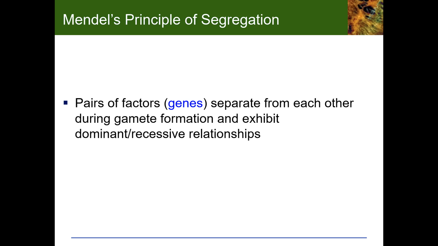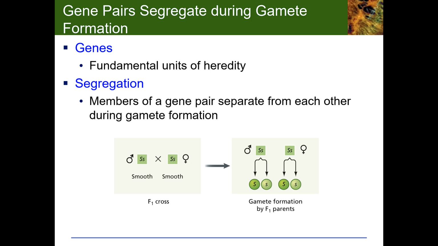Now, pairs of factors or genes separate from each other during gamete formation and exhibit dominant or recessive relationships. Genes are the fundamental units of heredity, and segregation means that members of a gene pair separate from each other during gamete formation. For instance, if you cross in the F1 here on the left side, a heterozygous smooth with a heterozygous smooth, so a big S, little s, crossed with a big S, little s, you can only get from each parent a big S or a little s. And so gamete formation by F1 parents means the big S, little s will yield a big S gamete and a little s gamete, for the male and for the female.